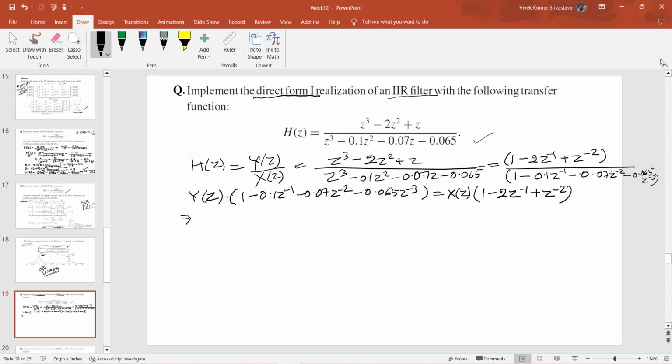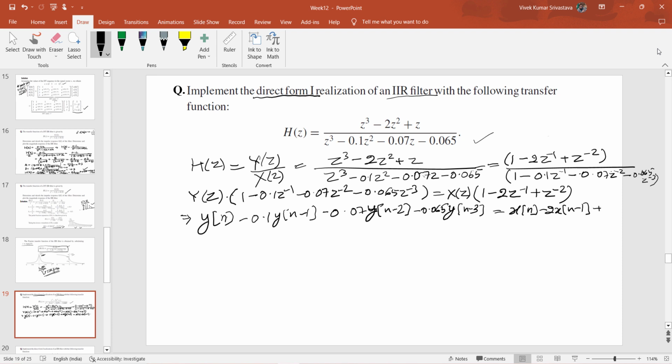Okay, so after taking the inverse z transform, we will get y of n minus 0.1 y of n minus 1 minus 0.07 y of n minus 2 minus 0.065 y of n minus 3 is equal to x of n minus 2 x of n minus 1 plus x of n minus 2.